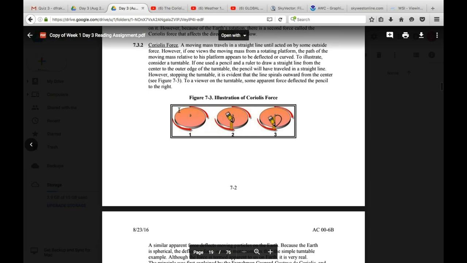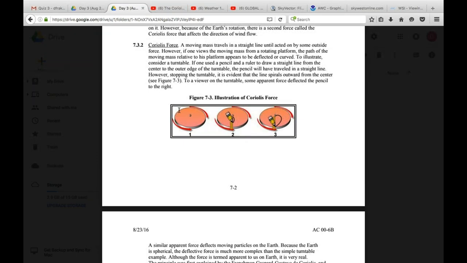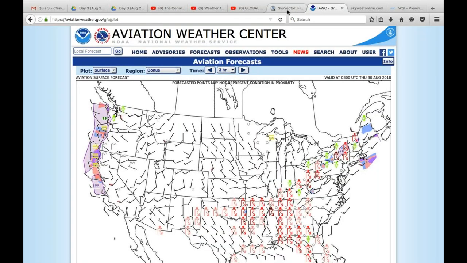One thing I thought was really weird is that no matter which direction wind is blowing in the northern hemisphere, it always bends right. If it's blowing west, it goes right. If it's blowing south, it goes right. If it's blowing east, it goes right. Most of the time, though, we end up with the jet stream.